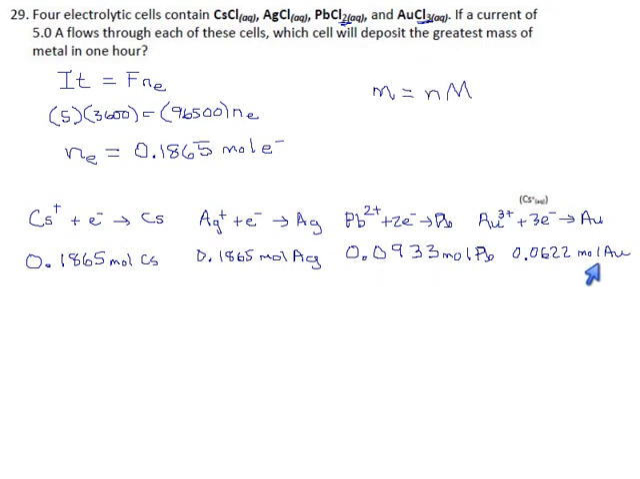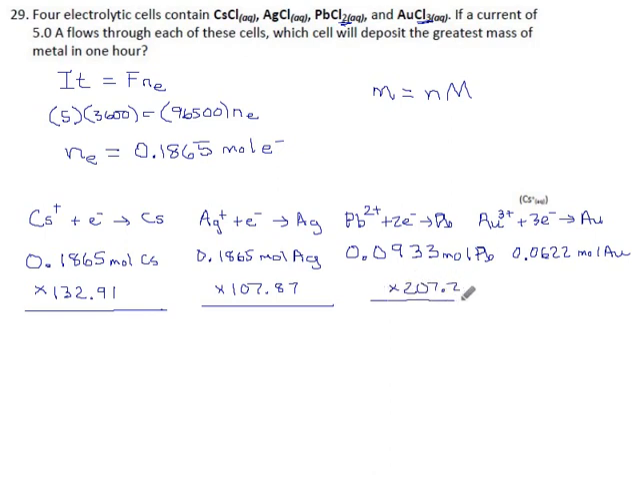The mass for anything is its number of moles times its molar mass. We have all the numbers of moles here lined up, so we just have to multiply each of these by its corresponding molar mass. For cesium, the molar mass is 132.91. I'll write out all the molar masses and then we'll do all the multiplying at once. For silver, the molar mass is 107.87. For lead, it's like 207 something. Yeah, 207.2. And for gold, it's 196.97.